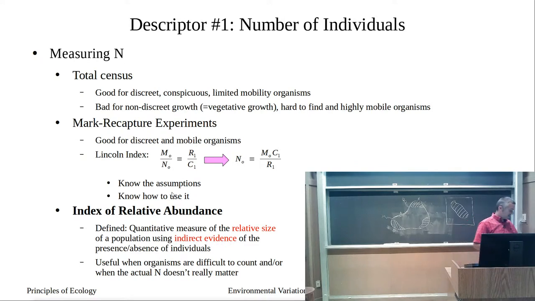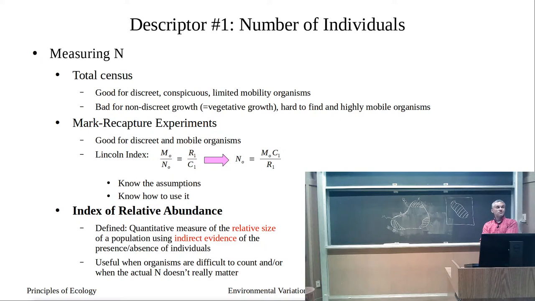So how do we measure our population sizes? It depends on the organism that we're interested in. If we're interested in an organism that is discrete, so individuals clearly seen, clearly marked, very conspicuous, easy to find, easy to see, and has very limited mobility, doesn't move around a lot, then you can do a total census. Trees are a great example of that. We can go out and count every tree on campus, and we can have a very good count of the trees. Why? Because they don't move.